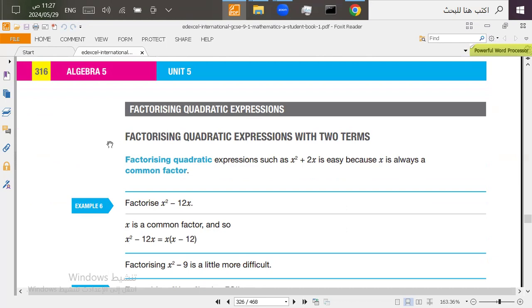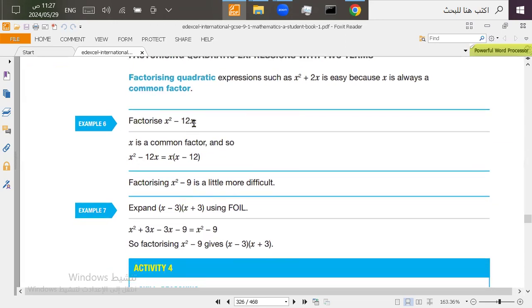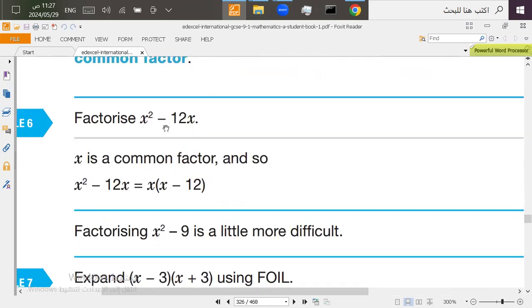Now we come to the next lesson, which is factorizing quadratic expressions. Factorizing quadratic expressions. Now, when you look at these, for example, you can notice that the x is common. It means you can take the x outside the bracket and you leave x minus 12.